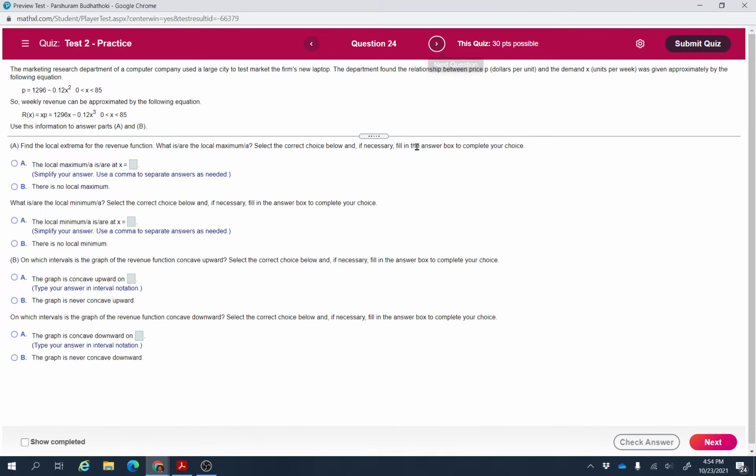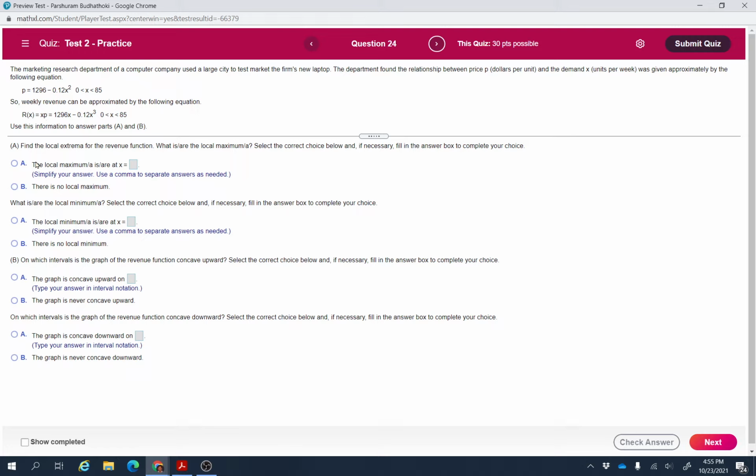Okay, let's go to the next problem. The next problem is again the same thing. You need to find the local maximum and where the function is concave up and where it is concave down. So I'm not going to repeat the same thing, I'm just going to give you an idea. Here, this is the price and demand function, and this is the revenue. R of x is x times p.